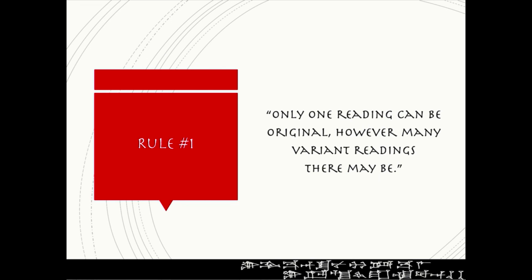Rule number 1. Only one reading can be original, however many variant readings there may be. And this is, of course, working on the understanding that the text was originally composed and it had an original reading, and that variants arose from that. So there can only be one original reading.